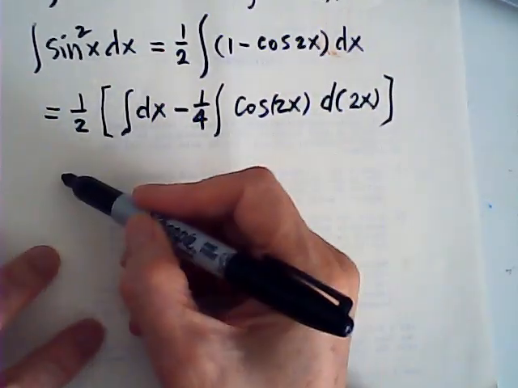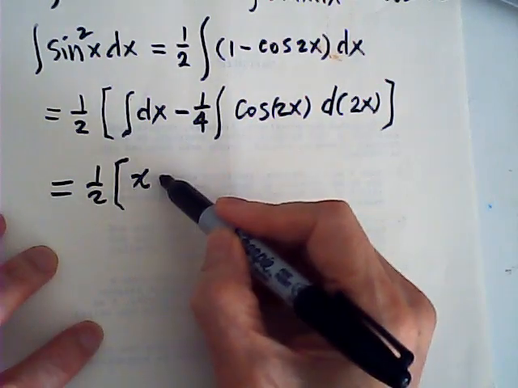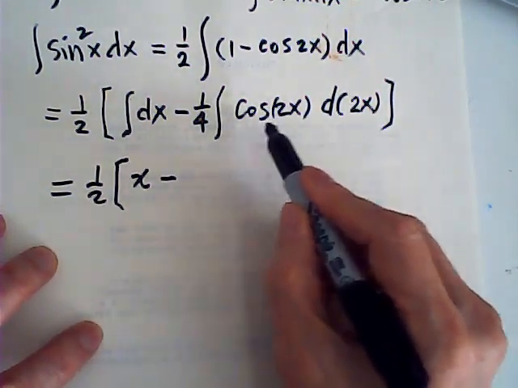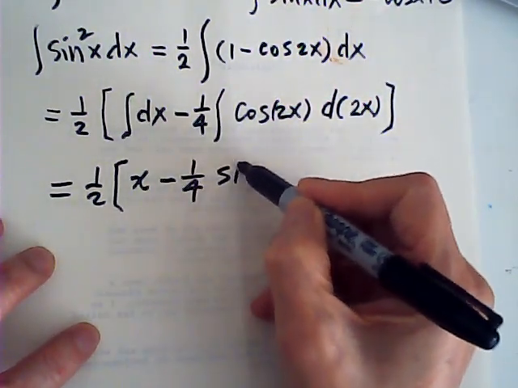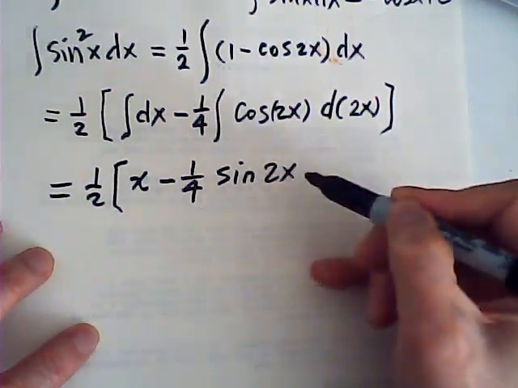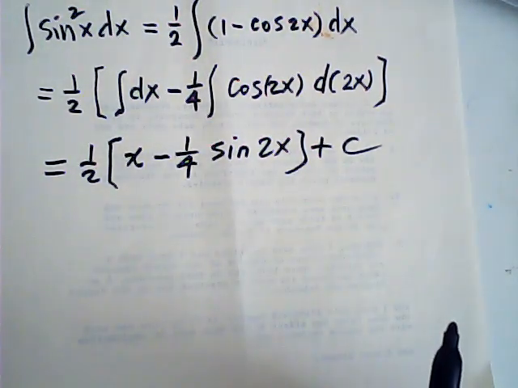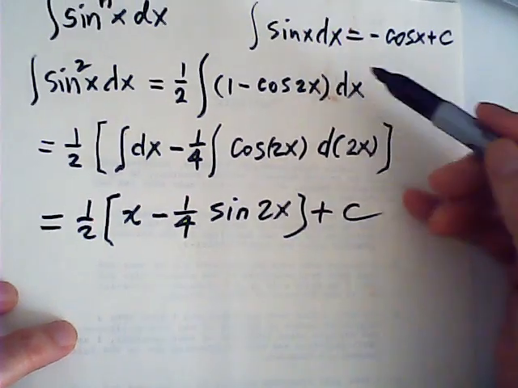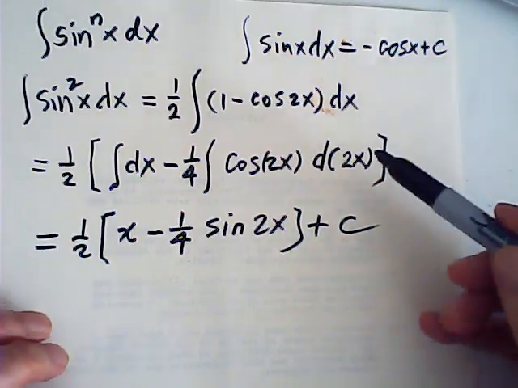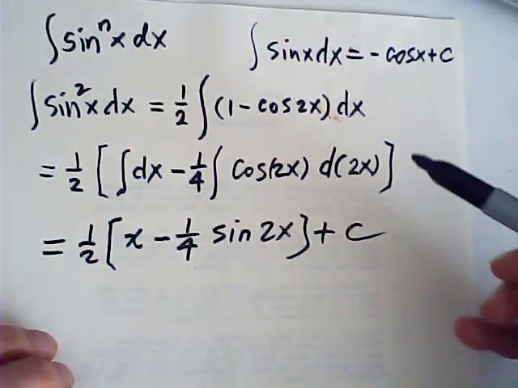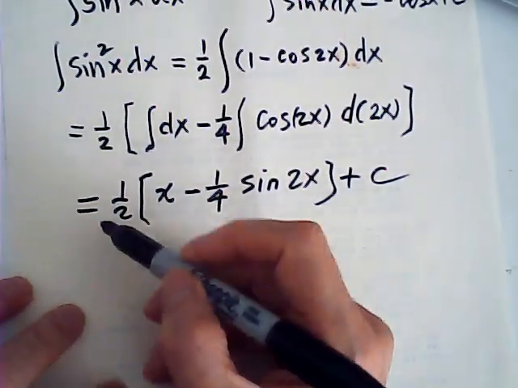Then this equals 1/2 bracket, this is x, minus the integral of cosine, which is sine, so 1/4 sine 2x, plus c. So the integration is done. Here I forget the u business because this is simple, and you don't have to let u be 2x and afterwards put the u back. Okay, this is sine square.